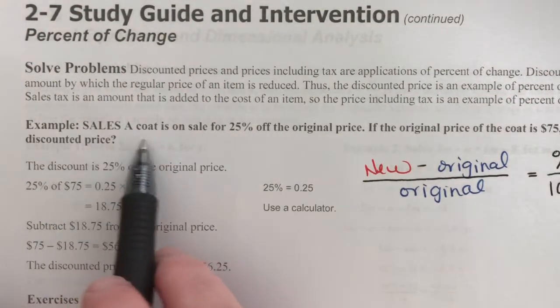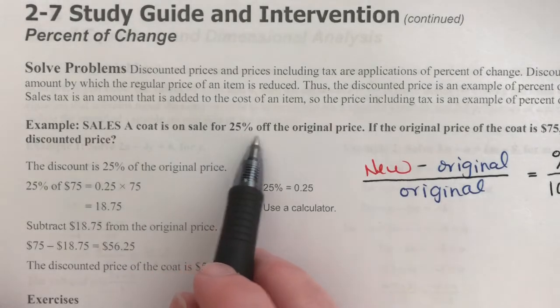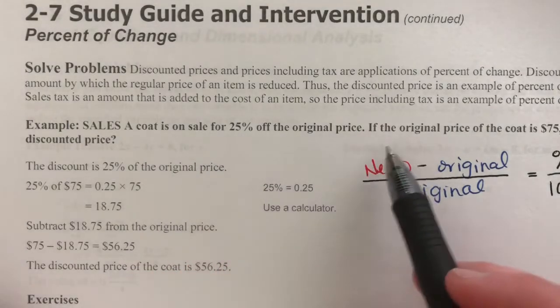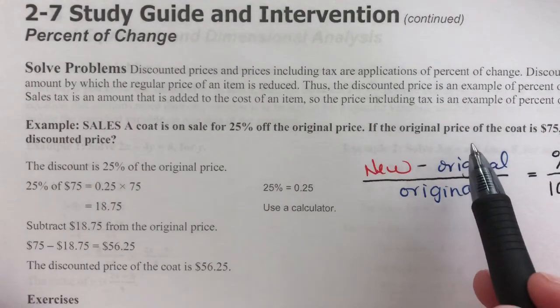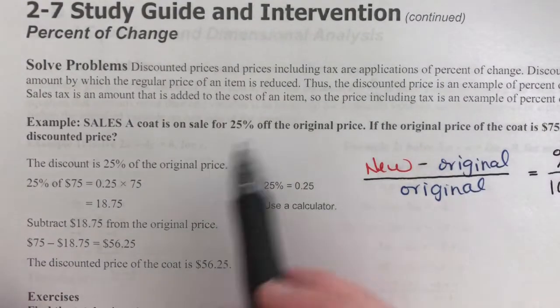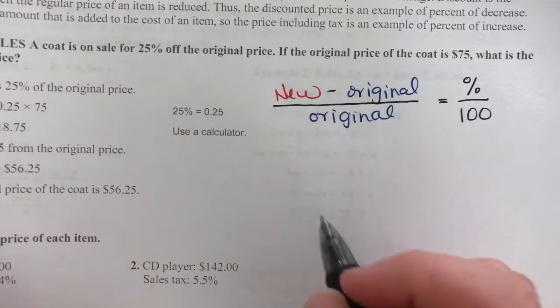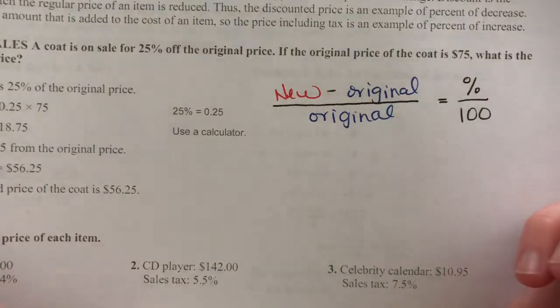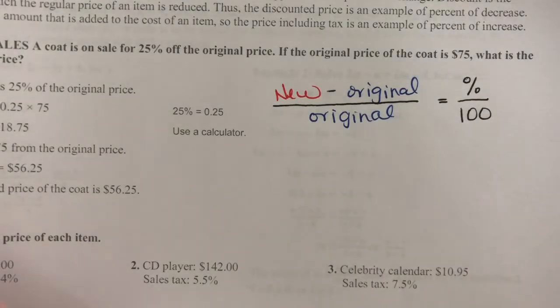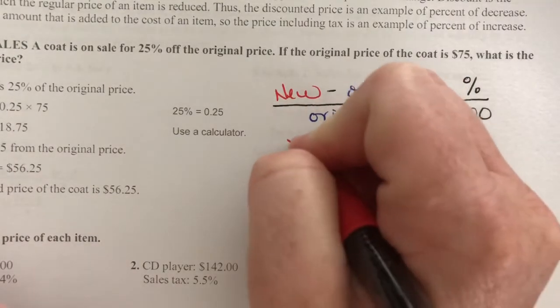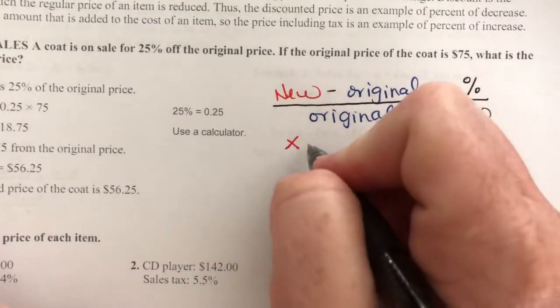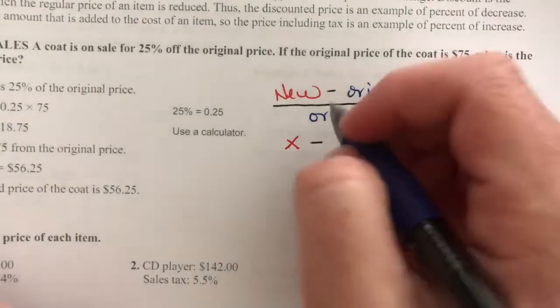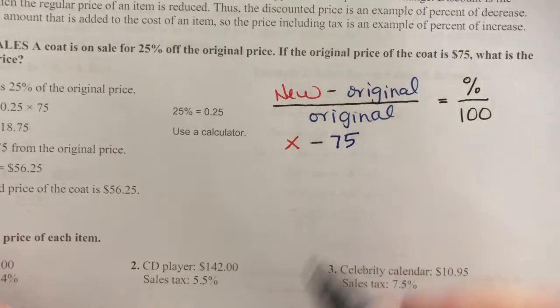All right, example. A coat is on sale 25% off the original price. If the original price of the coat is $75, what is the discounted price? Okay, so if I kind of ignore what they're doing over here and I just figure it out right here. New minus original. Well, the new amount would be the amount after the discount. That's what I'm trying to find. I don't know what the new amount after the discount is, but I know the original amount was $75. That's what it told me.